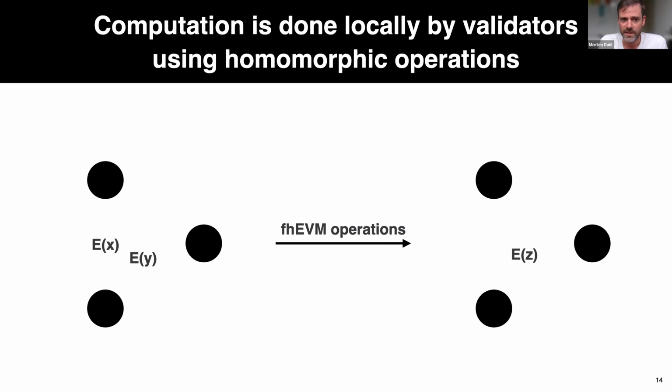When the smart contract says, okay, now we want to compute on the values of the states that are available on chain, then we use the homomorphic operations. Basically, the smart contract calls into our fhEVM, which then calls into our homomorphic library. So taking an encryption of X and an encryption of Y, the validators can individually use our encryption scheme to arrive at an encryption of Z.